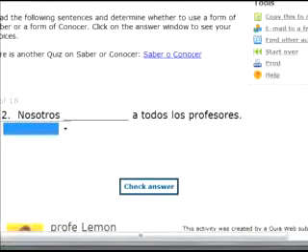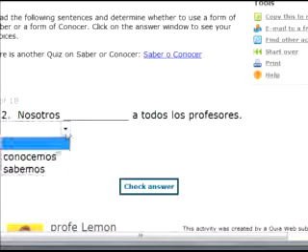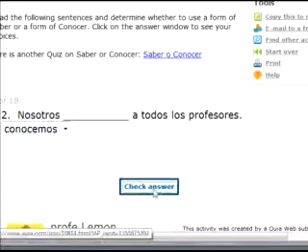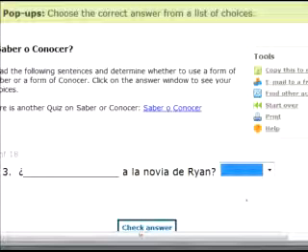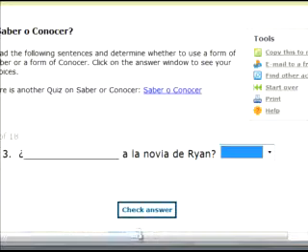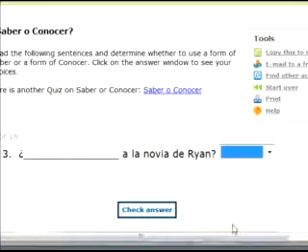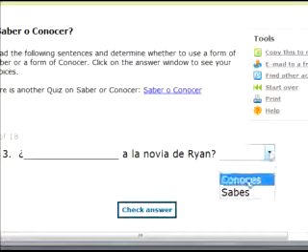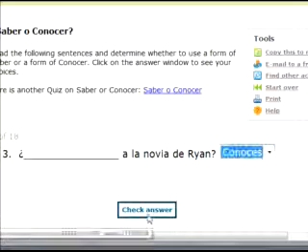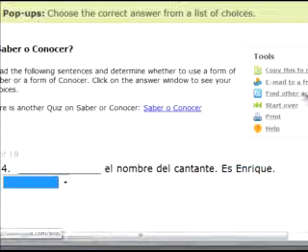Nosotros, blank, a todos los profesores. We know all the professors. Answer? Conocemos. Okay. Actually, maybe giving me 20 cents when we get it right. We'll see. Blank a la novia de Ryan. So this one is, do you know Ryan's girlfriend? Conoces. Okay, muy bien.